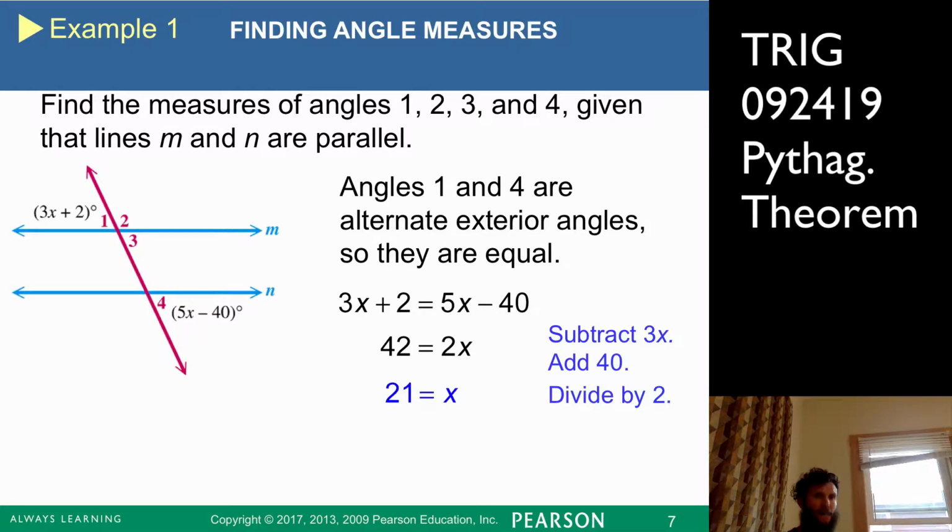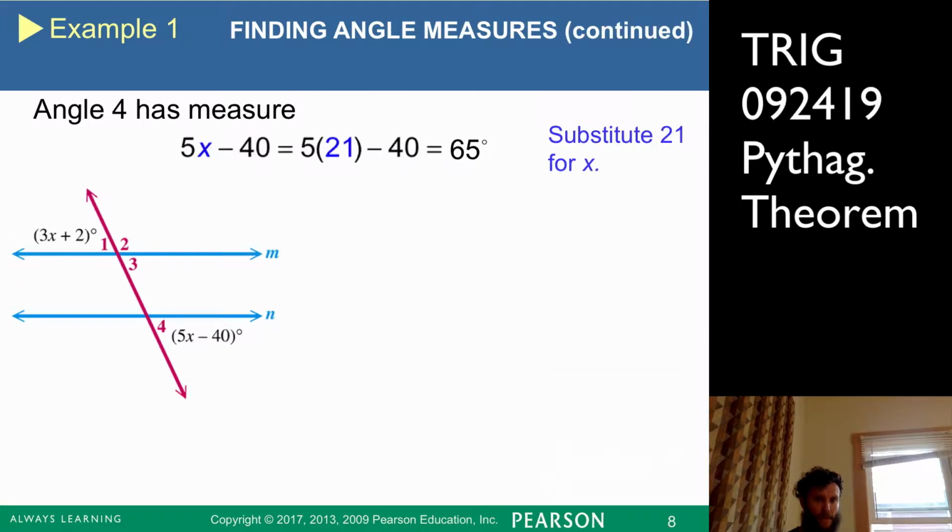So if I want to know how many degrees 1 was, what would I do? Plug 21 in for x. Yeah. Okay. So 63 plus 2, 60. So then, what would angle 2 be? That's it. 150. Yep. Straightforward.